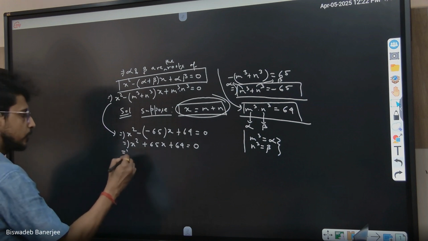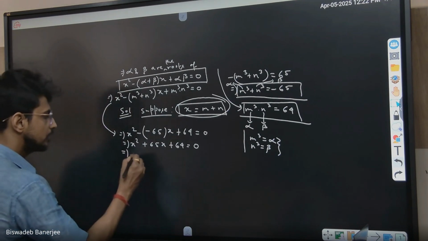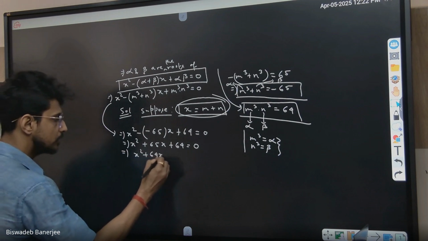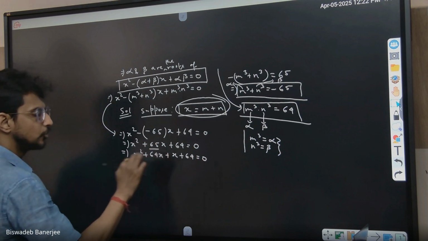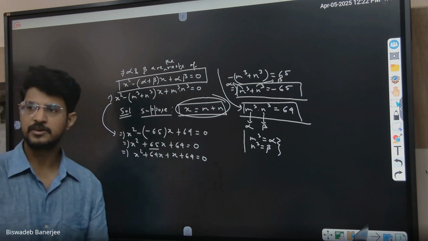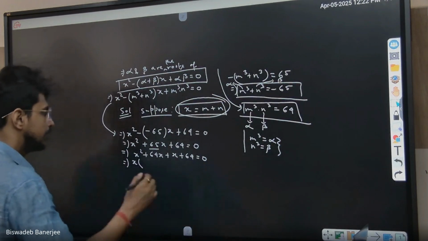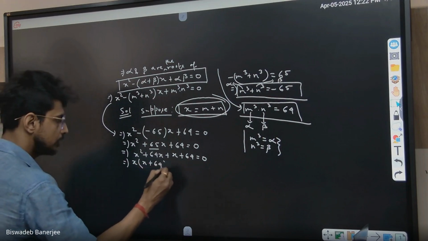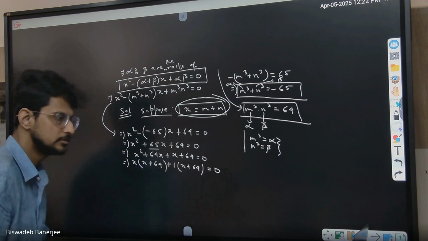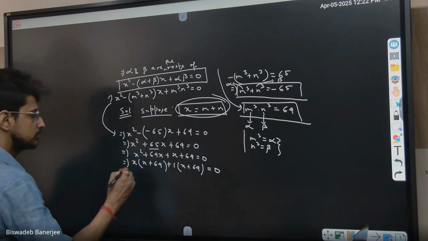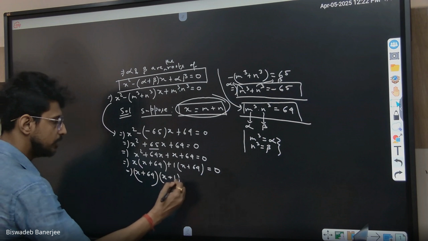Now from this, we can use the middle-term factor. Middle-term factor says it can be written like this: we are writing 65 as 64 plus 1, 64 plus 1 giving you 65. Then if we take x common, x into (x plus 64), then (x plus 64), then 1 is equal to 0. So (x plus 64) into (x plus 1) equal to 0.